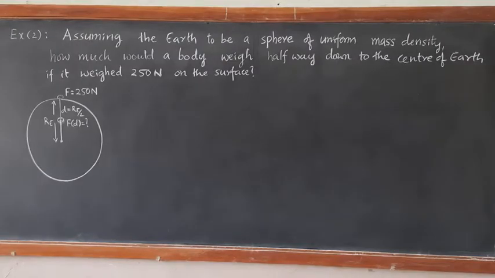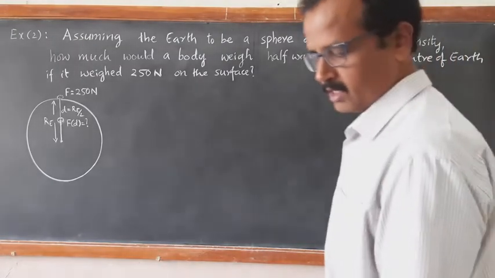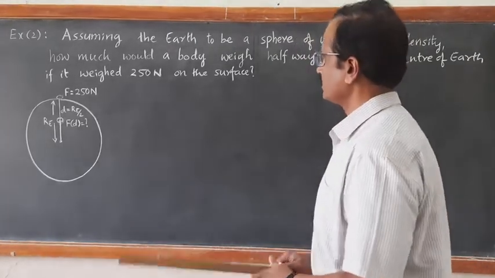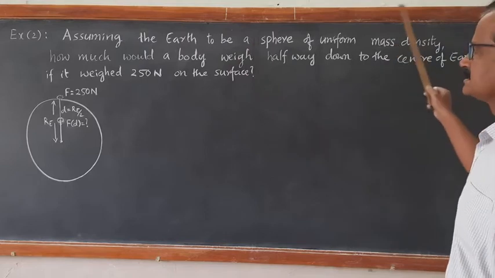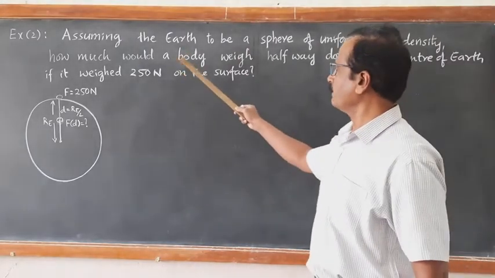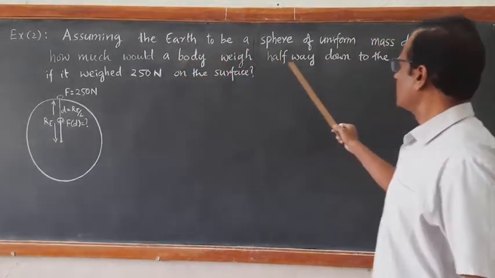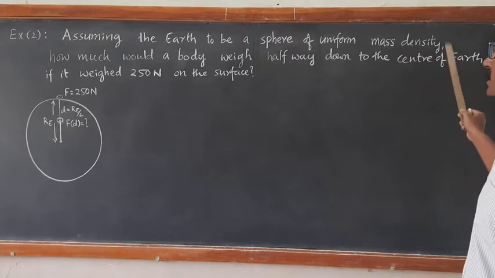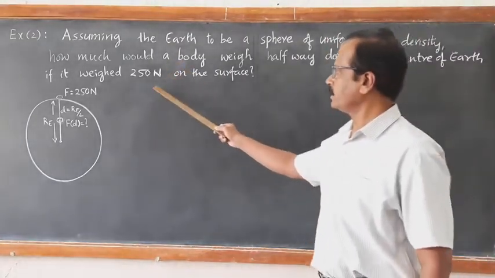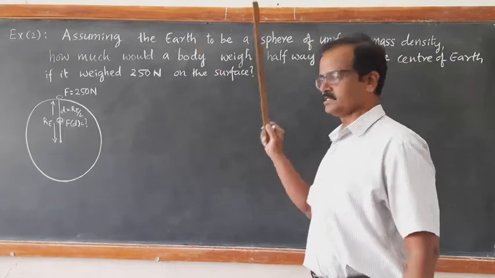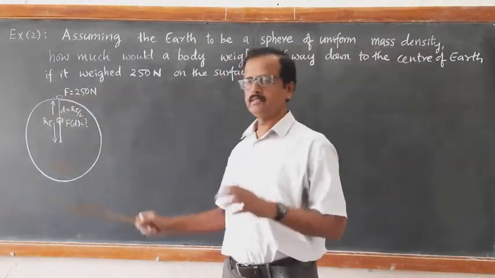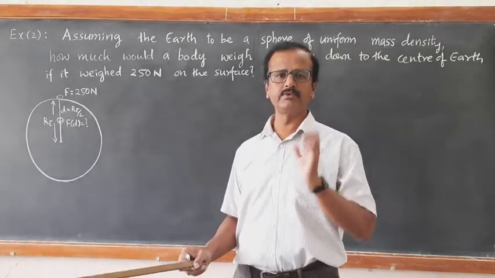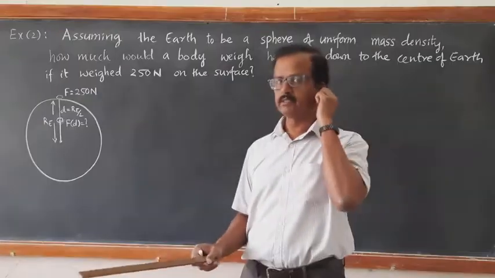This is just a similar problem, a simple problem. Now the body is taken below the surface of the earth. Assuming the earth to be a sphere of uniform mass density, how much would a body weigh halfway down to the center of the earth if it weighed 250 Newton on the surface? The body on the surface of the earth weighs 250 Newton.